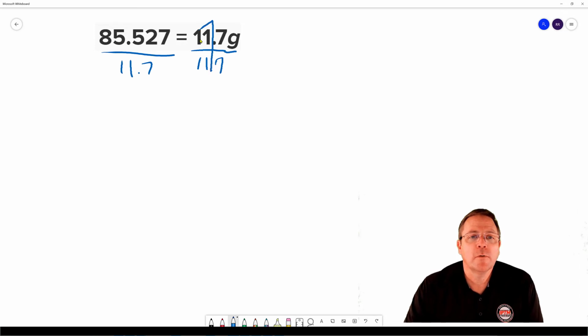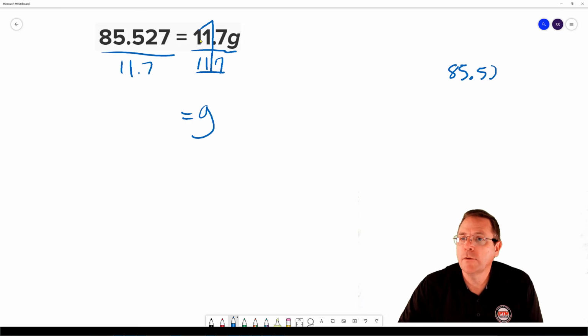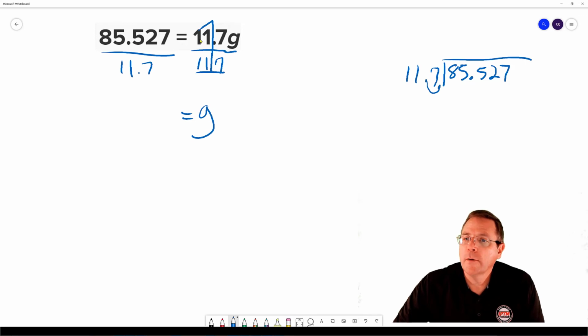This one here divides out, becoming 1. 1 times g is g. And then over here, we're going to take the first number and put it in the house, 85.527. And outside the house, we're going to have the 11.7. Then we're going to bounce the decimal outside the house until it hits the wall. Bounce the decimal inside the house the same number of spaces to the right, and then move it up.